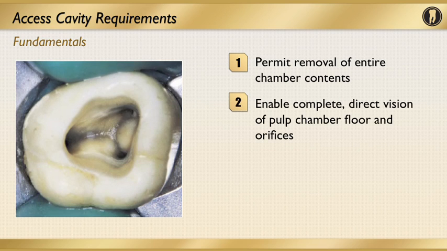Secondly, our access preparations must enable complete direct vision of the pulp chamber floor and the orifices. It's clear that after refinement, we can see easily all of the main orifices of the canal system. They're easily identifiable, and we can follow the natural dentinal map that occurs in posterior teeth. Following this map and locating these canal orifices allows us to adequately treat and disinfect the canal system.